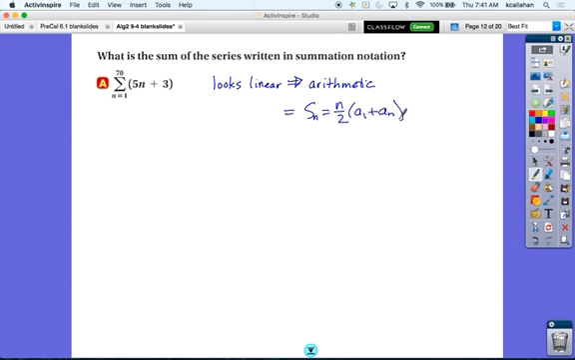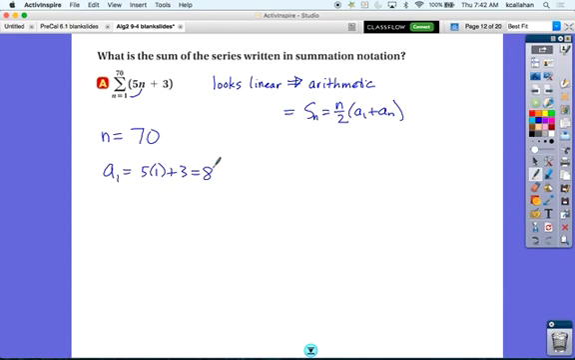Okay, so if we want to use that formula, we need 3 numbers, right? We need to know how many terms there are, what the first term is, and what the last term is. Well, let's see, how many terms are there? If the lower limit is 1 and the upper limit is 70, that's pretty easy, there's 70. How would we generate the first term? We would plug in 1 for n, and we would get 5 times 1 plus 3 equals 8.